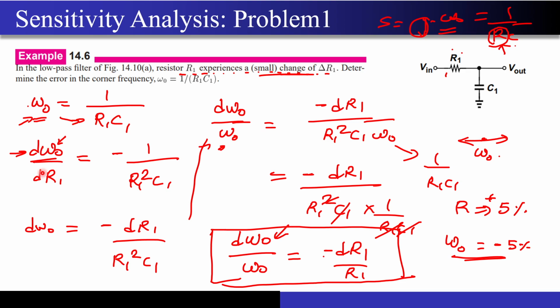Okay, so I have to differentiate omega naught with respect to R1. What you will get from your class 11th and 12th, if I try to differentiate this equation, is minus 1 upon R1 square C1, right? But how do I find the change?